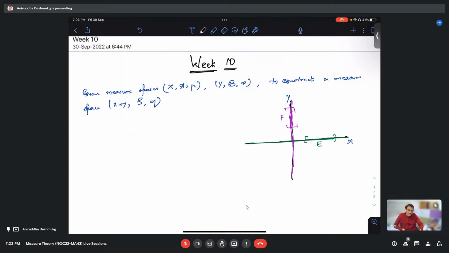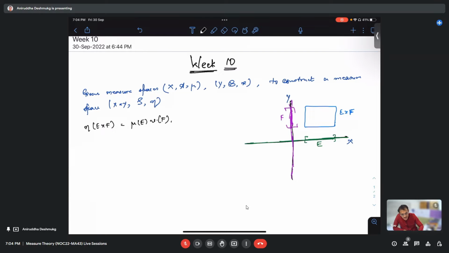Now, a set of the form E cross F looks like a rectangle. And this is precisely why I have made this representation, so that it is easier to visualize. Now, how to measure this? There is no direct way, of course, but one would expect that the area of a rectangle is length times breadth. Length comes from the measure of E, breadth comes from the measure of F, or the other way around if you want. So all in all, we would like that eta of E cross F should be equal to mu of E times nu of F. So eta of E cross F is mu E times nu F.